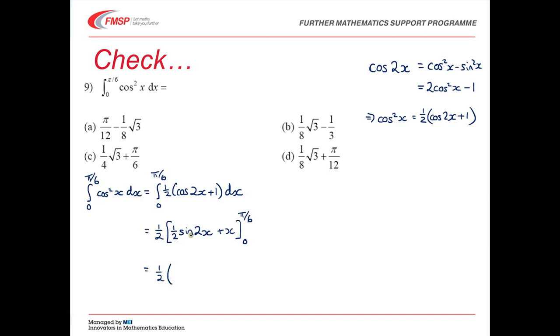So, 2 lots of pi over 6 is pi over 3. Sine of pi over 3 is root 3 over 2, and I've got a half there, so that's root 3 over 4, plus pi over 6. Take away sine of 0 is 0, and if x is 0, that's 0 as well. And I end up with root 3 over 8 plus pi over 12. And that's answer D.